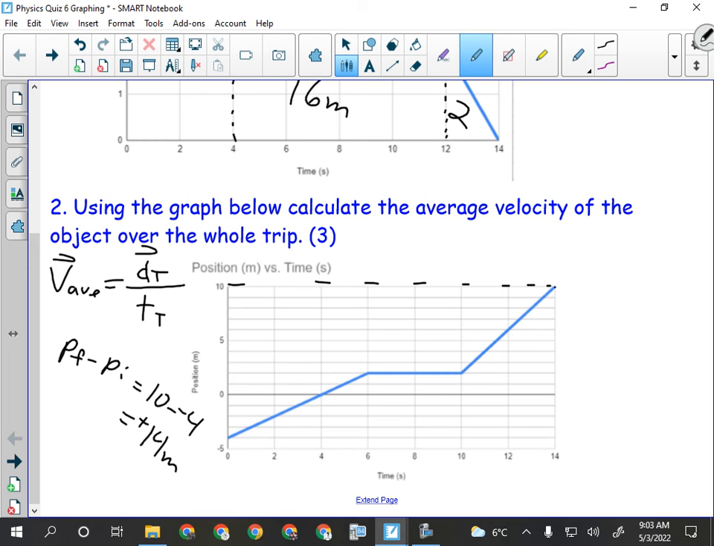What's my total time? 14 seconds. What's my average velocity? Positive 1 meter per second. Remember, you've got to have a vector on that. So our average velocity is positive 14 meters divided by 14 seconds. That's positive 1 meter per second as our final answer.